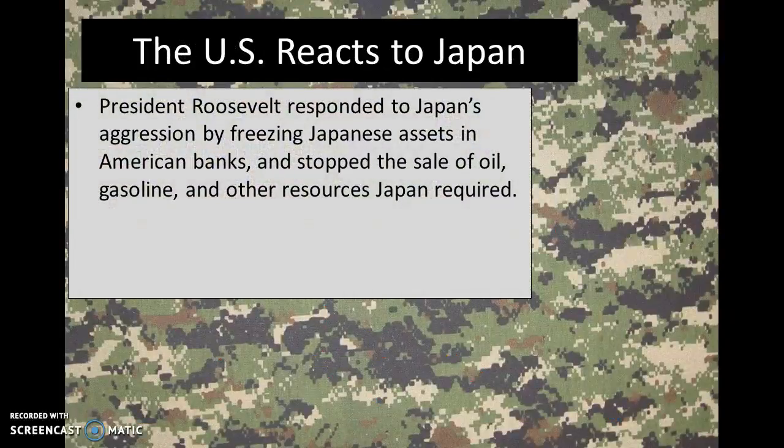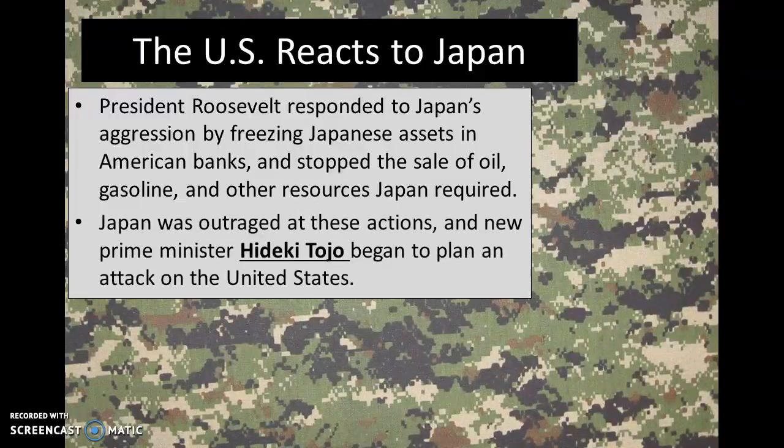Now, these aggressions by Japan were met by President Roosevelt freezing Japanese assets in American banks, and he also stopped selling oil, gasoline, and other resources that Japan required. So the aggression led to Roosevelt, again, because he didn't want to get involved yet. There were still a lot of Americans who were against going to war. His solution was, we're going to try and cripple their economy even further to where they either have to back off or simply can't continue to fight these battles because they don't have these resources.